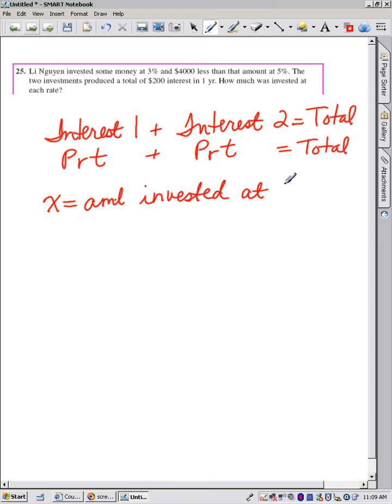Why did I choose that one? Because it told us that the second account was $1,000 less than that amount. So if I know how much I invested at 3%, I'm going to invest $1,000 less than that. Remember how we write that? That's X minus 1,000. It invested at the 5% interest.